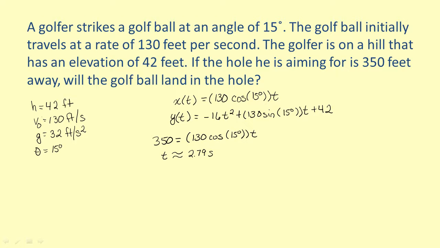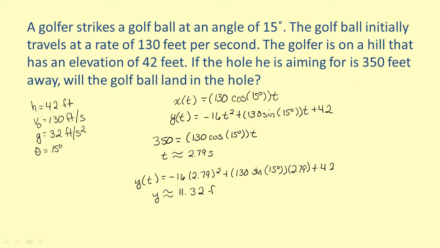To find the vertical distance after that time, we can substitute this value of t into the second equation. Now solve for y. In this case, y is approximately equal to 11.32 feet. In other words, the golf ball will still be 11.32 feet in the air when it reaches the distance of the hole, so the golf ball will not land in the hole.